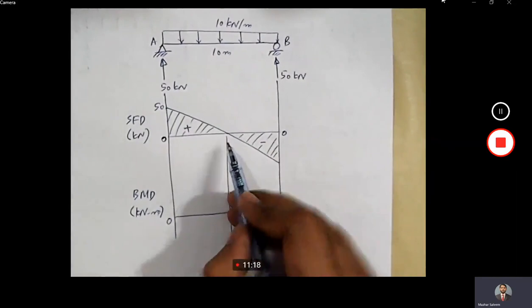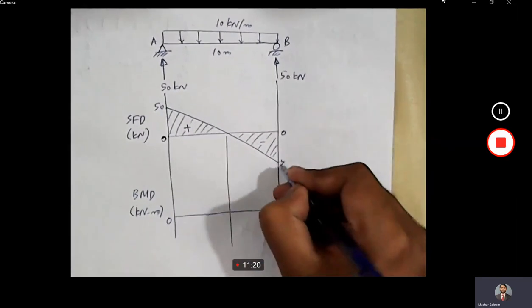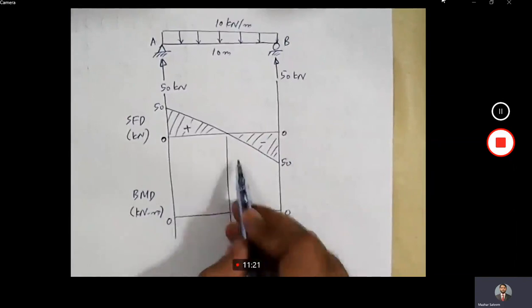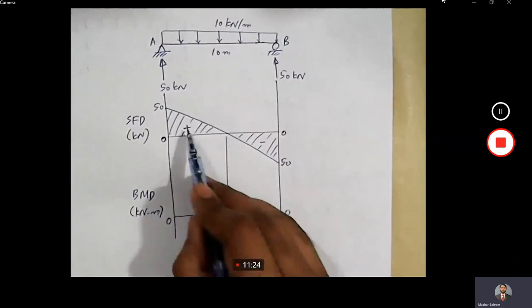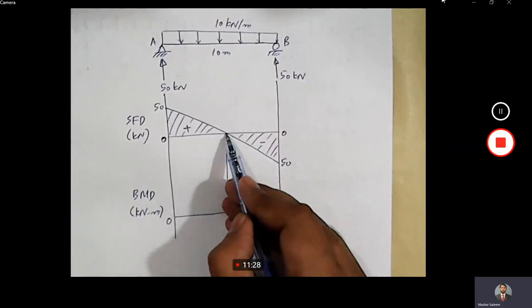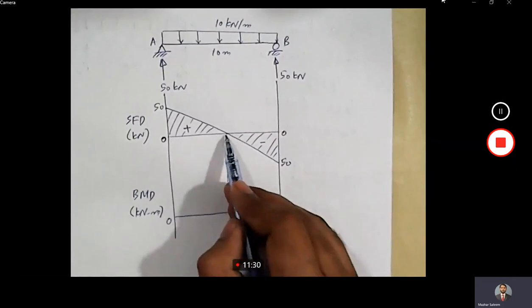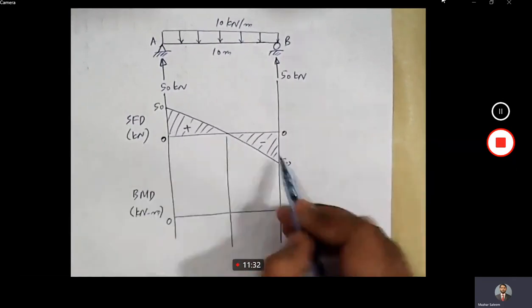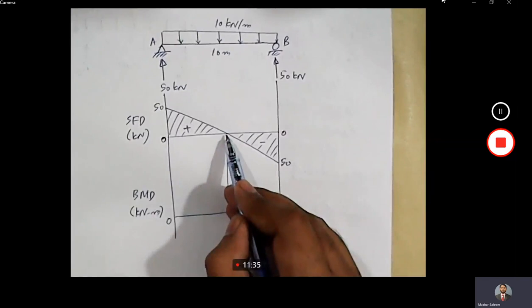The point of 0 shear. If we look at this diagram, 50 and this is 50. So by using the concept of similar triangles, we can see that this point is at mid span, right? 50 here, 50 here. So this is crossing the point at mid length.